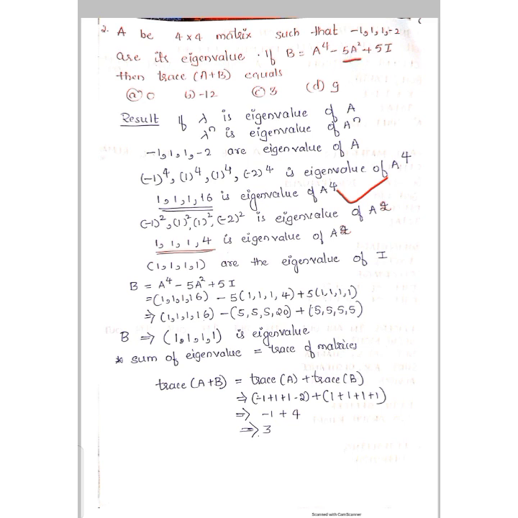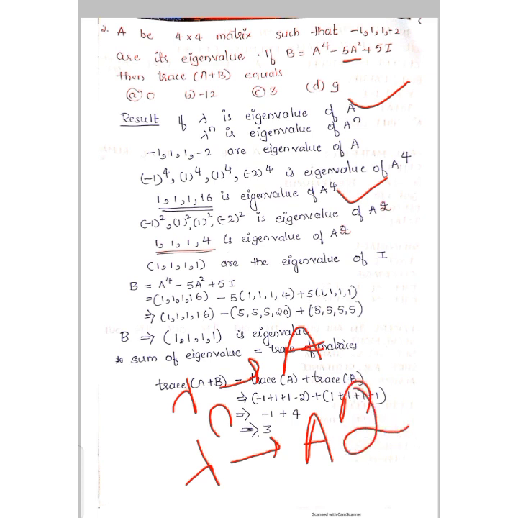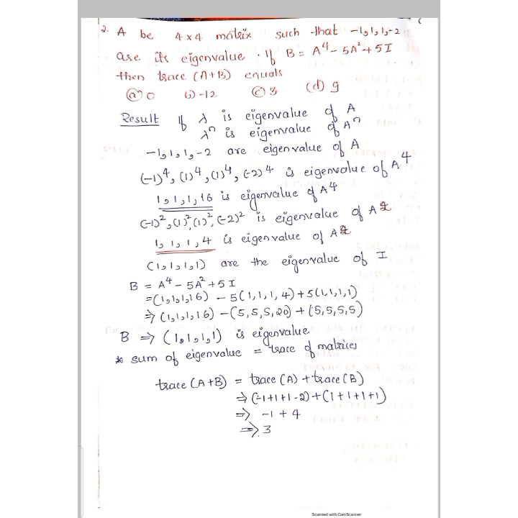Similarly, next we have to find out the eigenvalues of A square. For the eigenvalues of A square, we know the property that if lambda is an eigenvalue of A, then lambda raised to n becomes an eigenvalue of A raised to n. So here we have to find out the eigenvalues of A raised to 2. So lambda raised to 2 will become an eigenvalue of A squared. So minus 1 is an eigenvalue of your A.